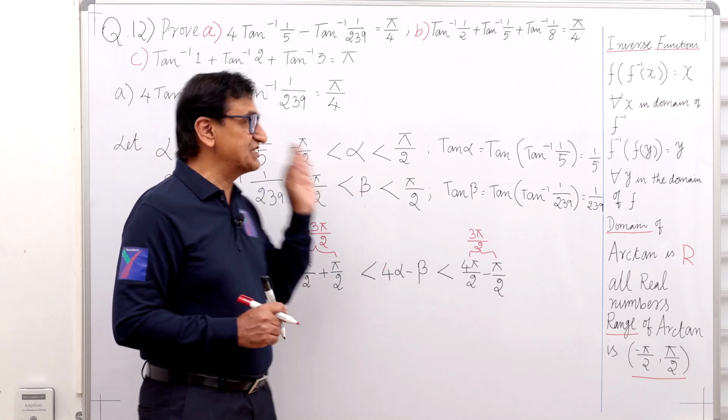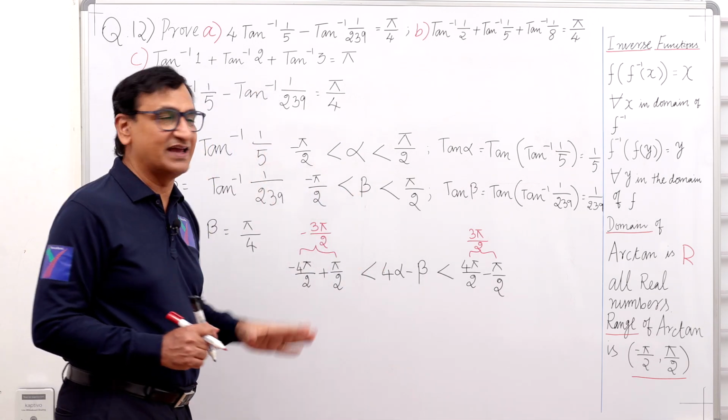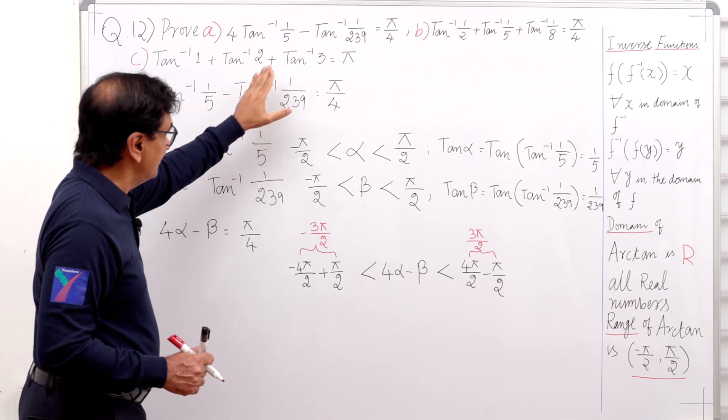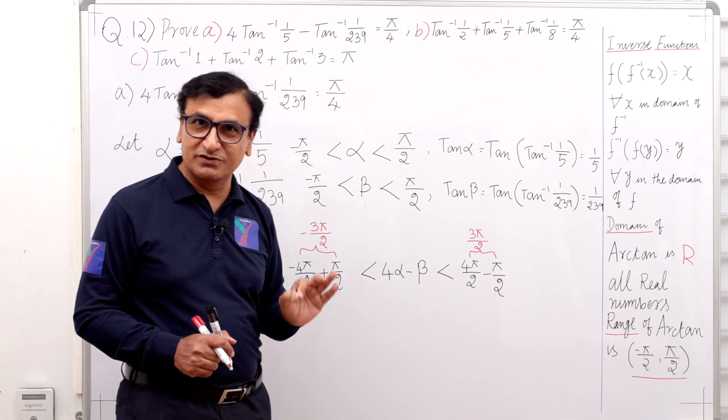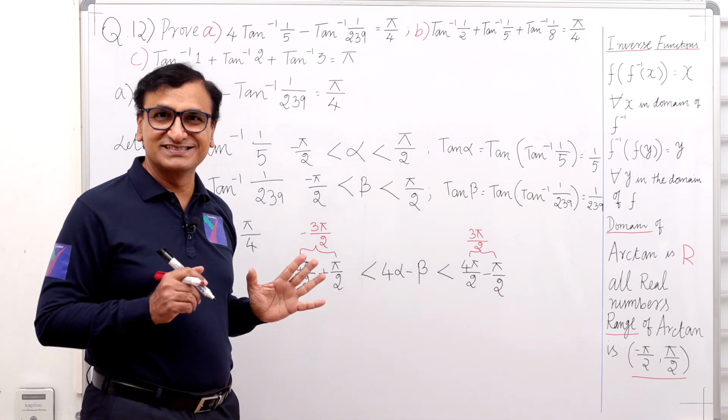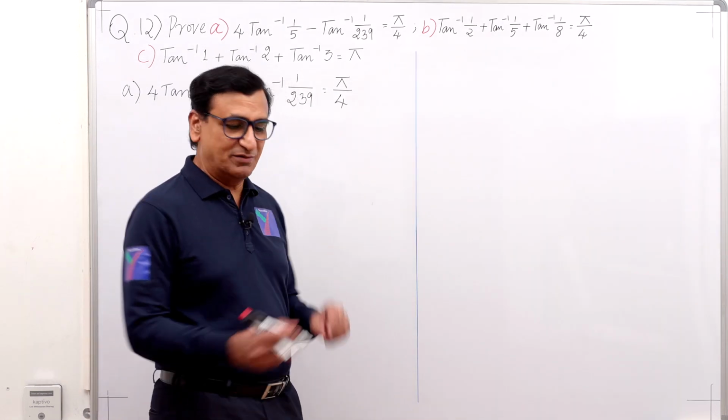So our required expression, that is the question number A, 4 tan inverse of 1 by 5 minus tan inverse of 1 over 239 equals pi by 4, meets this consistency check. So let's go ahead and prove it. Okay, let's get into the main proof.